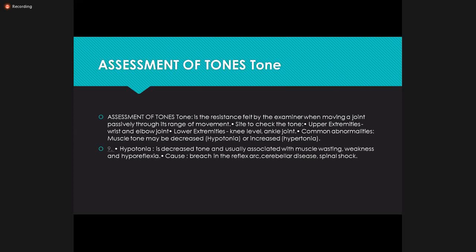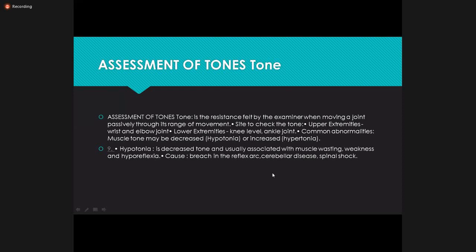Okay, so we have seen the wasting, we have seen the fasciculations, and with the fasciculations we have seen the calf hypertrophy as well. Now after inspection, what will we do? We check for the tone. Tone comes under the heading of palpation, because in assessing the tone we touch the muscles.